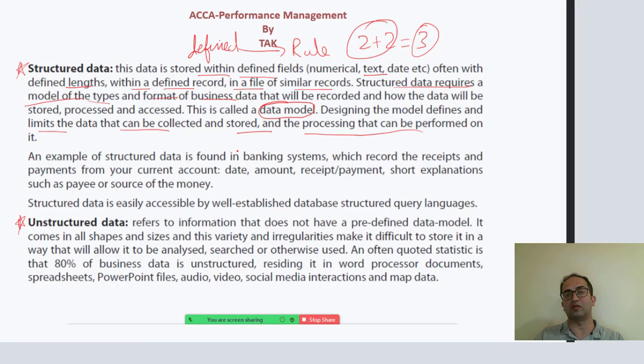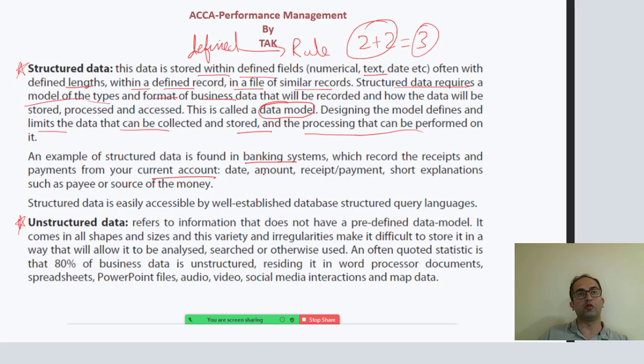So in short, structured data is data that is defined. An example of structured data is found in banking systems, which record the receipts and payments from a current account. For example, if you are doing ACCA, you have done the management accounting questions and the course as well.